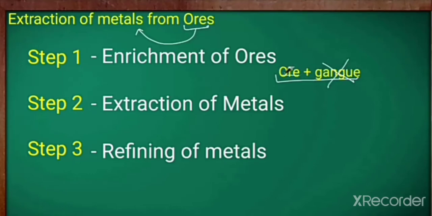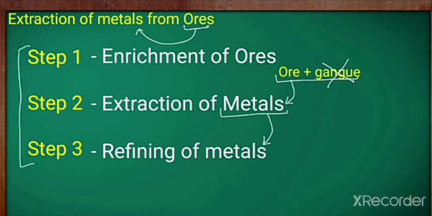Extraction of metals from ores. There are three steps: enrichment of ores, extraction of metal, and refining of metal. Extraction of metal. We have learnt about the reactivity series of metals already. In that, we can easily understand how metal is extracted from its ore.